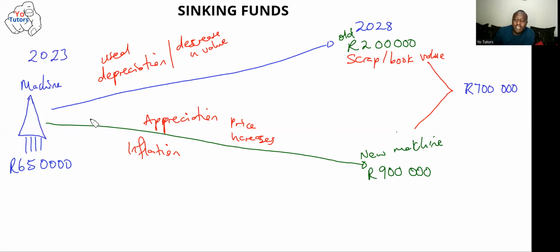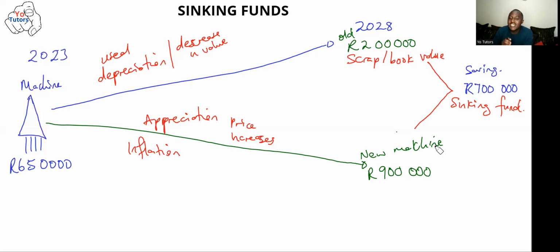So this needs to be saved. These are the savings that need to be done, and that's what we call a sinking fund. A sinking fund is the amount of money that needs to be saved so that it can be added to the scrap value to buy the new machine.